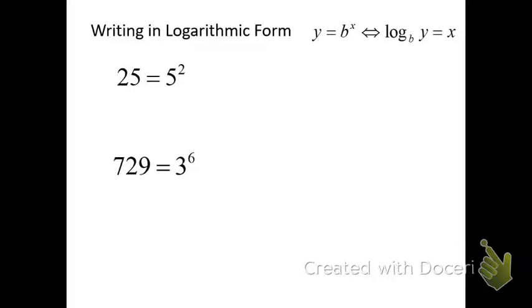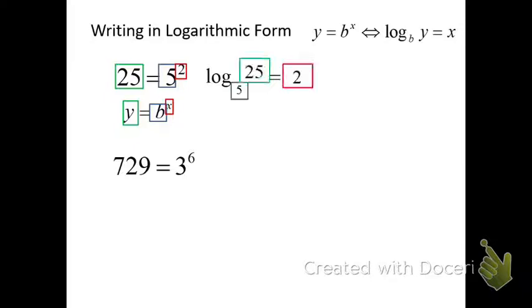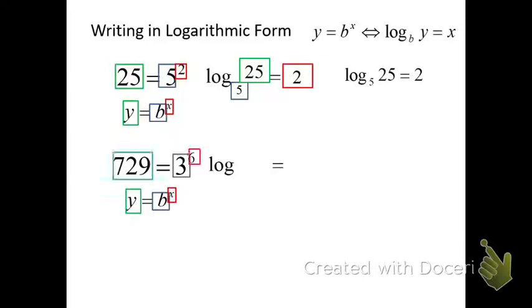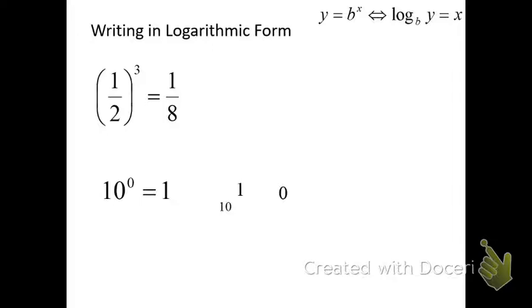If you have 25 is equal to 5 squared, that would be log base 5 of 25 is equal to 2. That's how we write that. If you have 729 is equal to 3 to the 6th, that would be log base 3 of 729 is equal to 6. Now, if you want to pause this and understand, I've color-coded them just to make sure you know where each term or each number is going. Okay? And that's that.